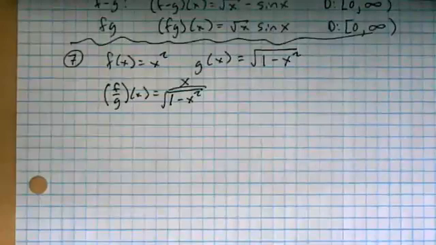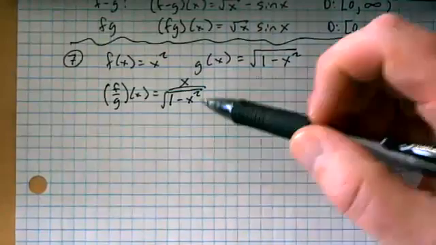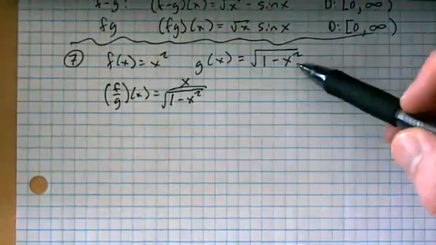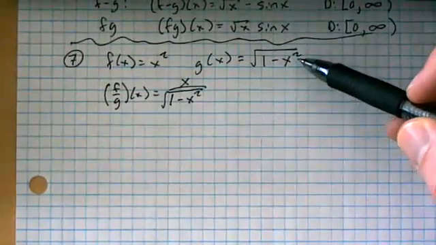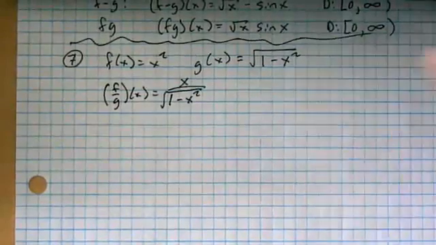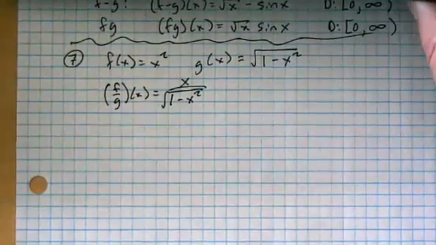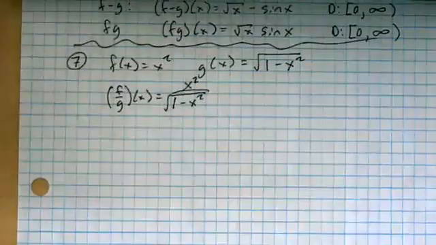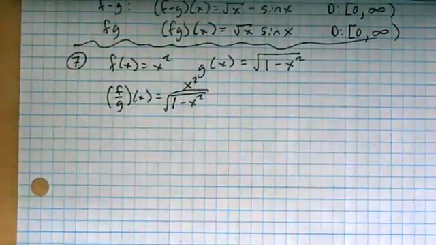Is it cubed for number 7? F of x is x squared, g of x is the square root of 1 minus x squared for number 7. 8 has cubes. Oh, thank you. Yes, I missed the square up here. Thank you. Copy error. Is that okay now?